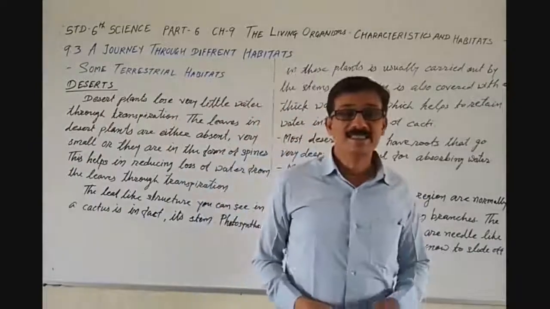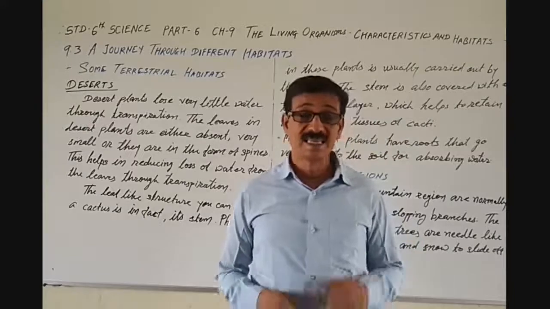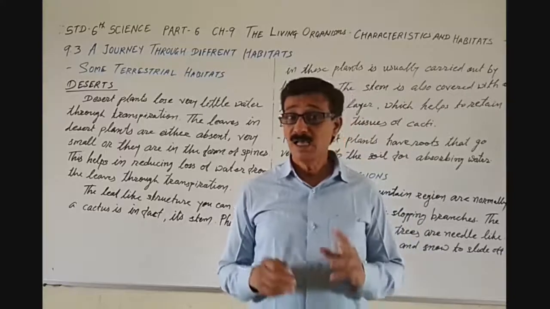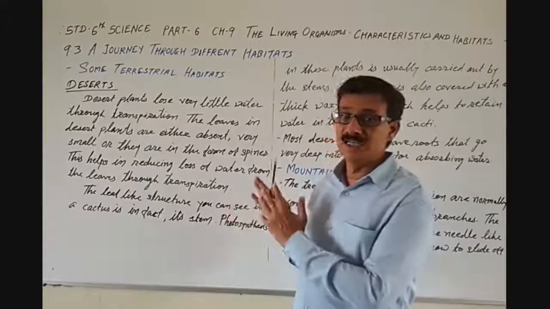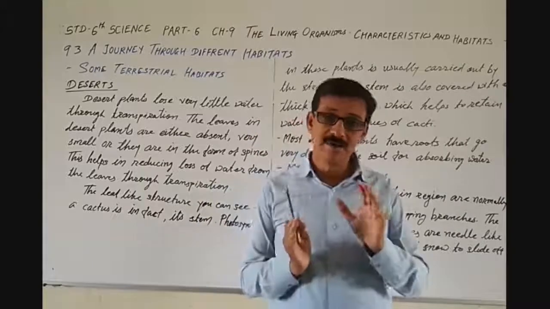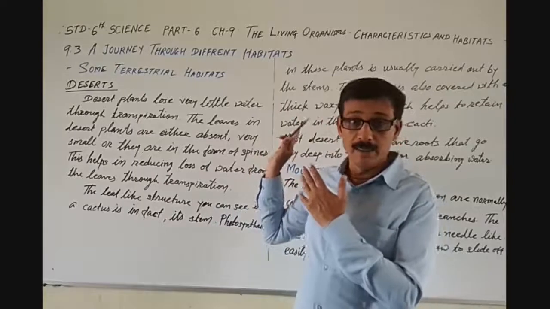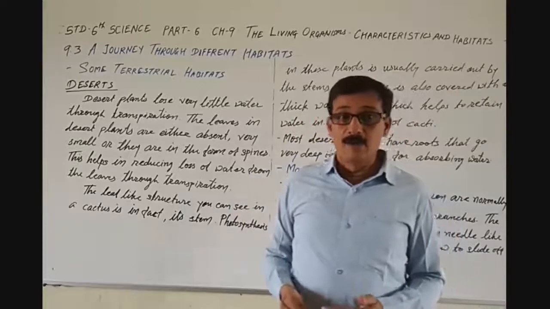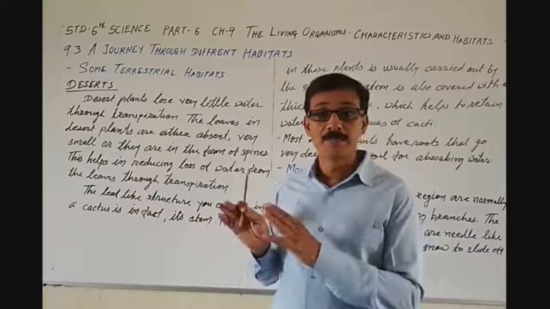Welcome students. This is the sixth part of chapter 9, The Living Organisms, Characteristics and Habitats, of standard 6 science. In the last part, we were discussing the terrestrial habitats, that is, the desert. And we discussed one activity regarding transpiration in the plants available in the desert, that is, a cactus and a leafy plant. Now let's go for some more discussion about the plants in the desert.